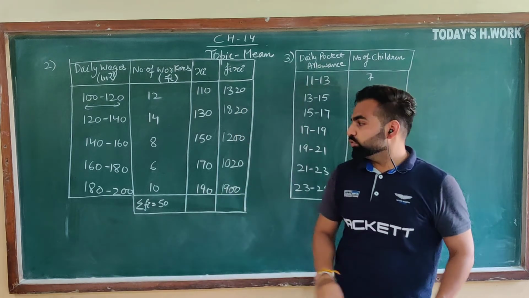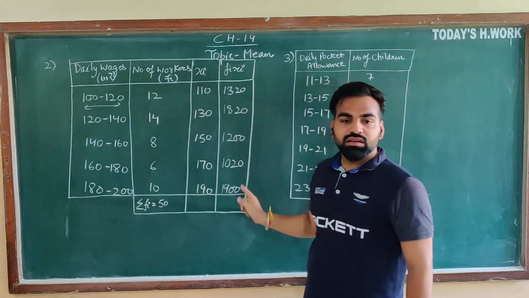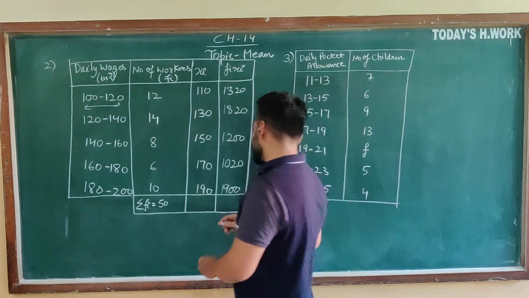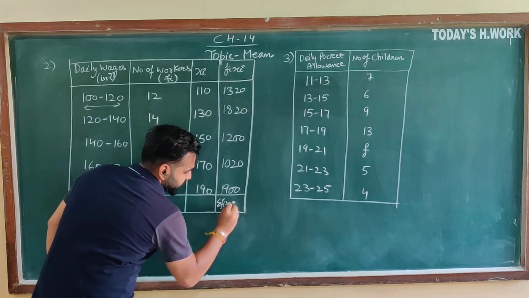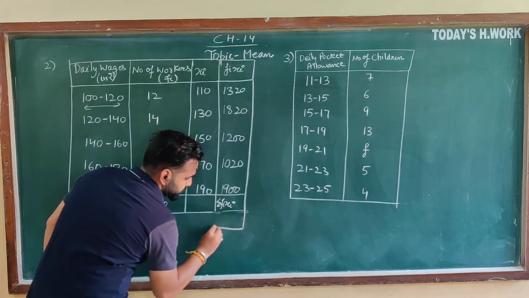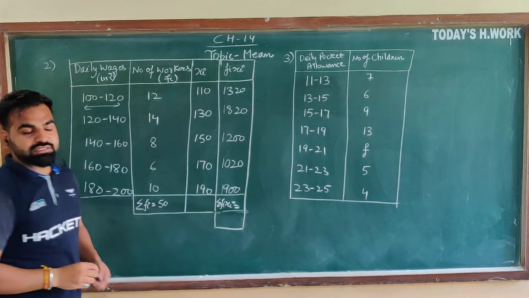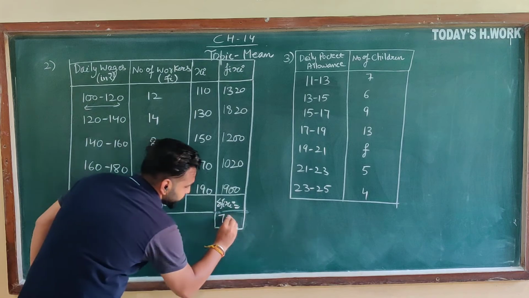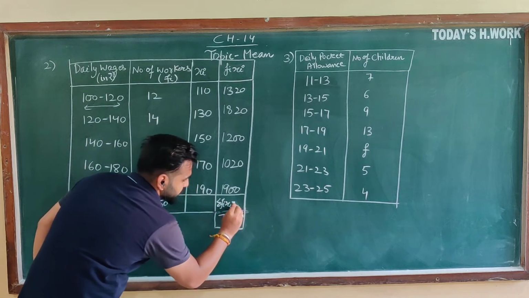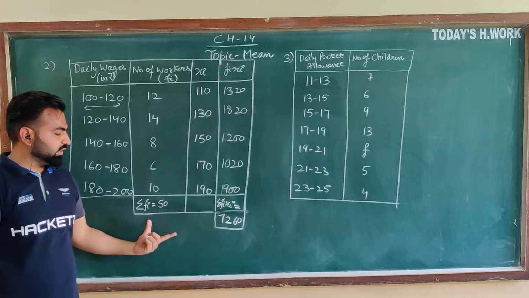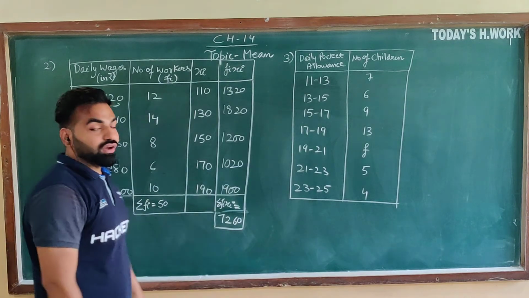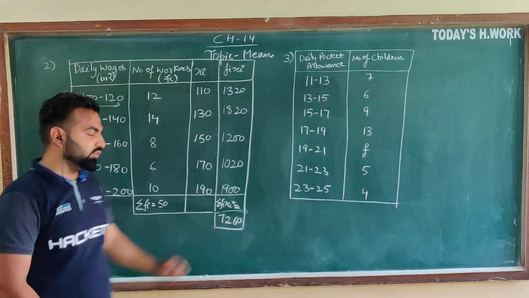So now what we have to do, we will calculate the sigma fi xi. So sigma fi xi, this will be equal to 7260. Here the sum, sigma fi, is given in the question, that is 50. Now we have to just apply the formula.